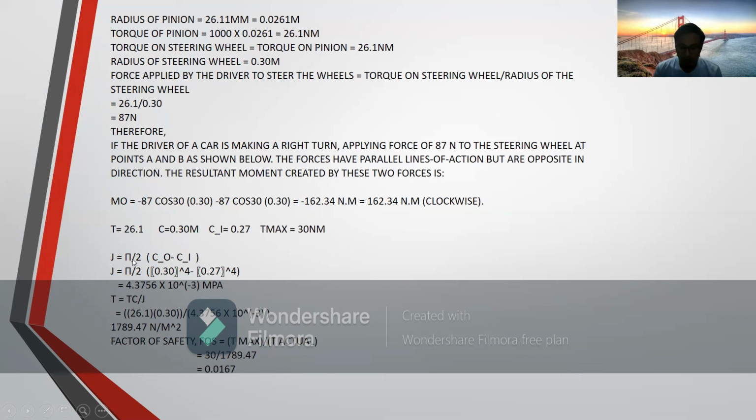For J, the polar moment of inertia, it is equal to pi divided by 2 times the radius to the power of 4. That is pi divided by 2 times 0.30 to the power of 4 minus 0.27 to the power of 4, and we get 4.3756 times 10 to the power of negative 3.